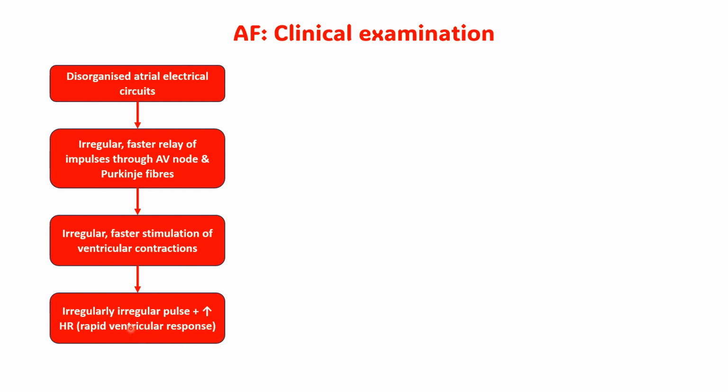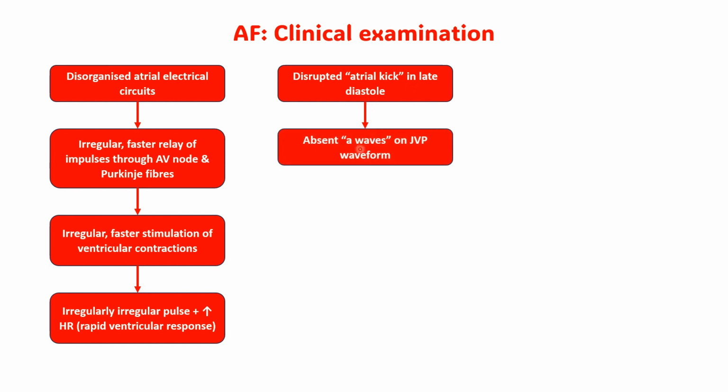And this is when we have that, that'd be an example of the rapid ventricular response. It depends on how fast the electrical impulses are conducted through that AV node. Disrupted atrial kick in late diastole, so that atrial contraction in late diastole is disrupted, and therefore there's going to be absent a waves on the JVP waveform.